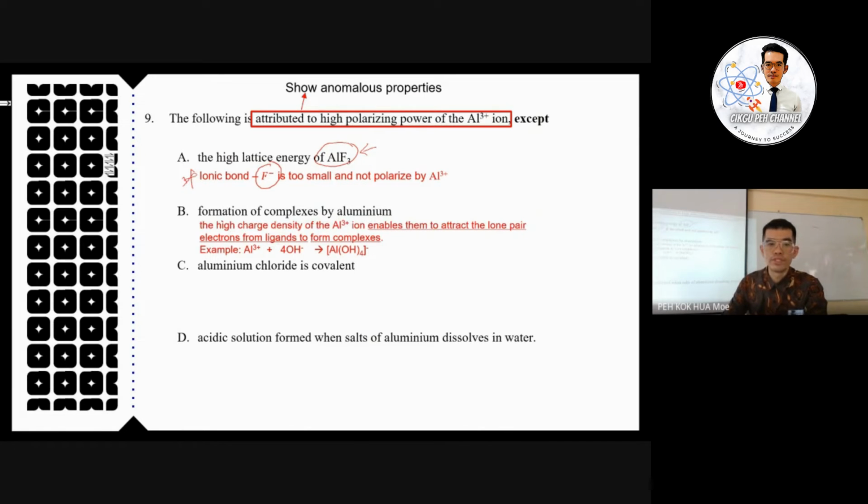Then for the second, B, formation of complex by aluminium. This will form a complex ion for aluminium 3+, because aluminium 3+ has a high charge density, so it is able to attract lone pair electrons from a ligand to form a complex ion.